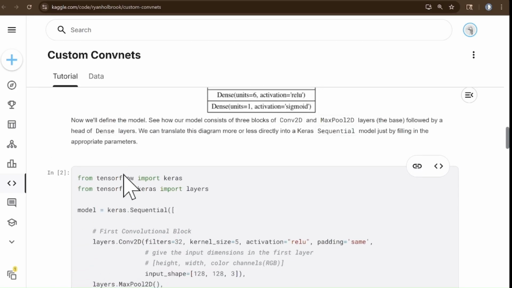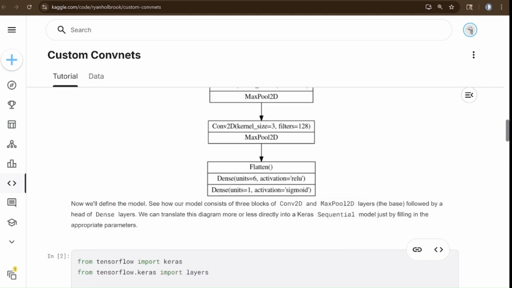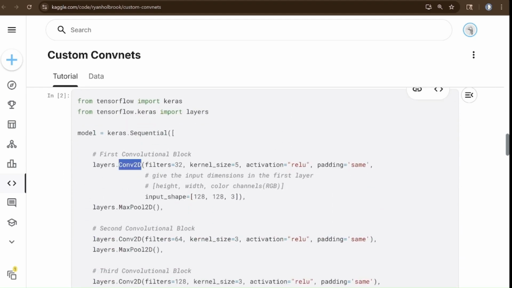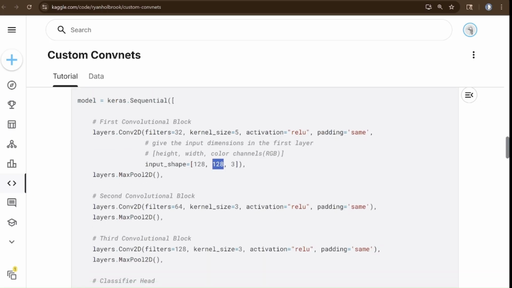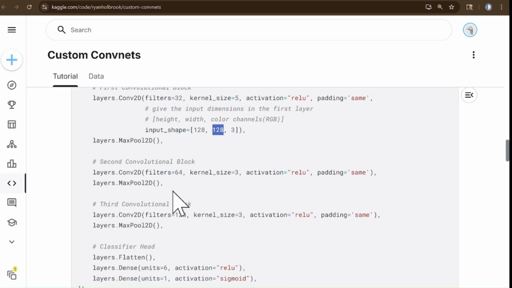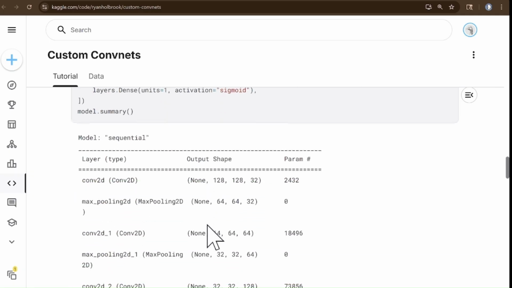Now let's see how to write this in Keras. First you import Keras, you import layers. Inside keras.Sequential, first the convolutional block: Conv2D, MaxPool2D. Here this one has filters 32, activation ReLU, padding same, and then you give the input shape, that is the image, 128 by 128 by 3, and you do the max pooling. In the second convolutional block, layers.Conv2D, padding same, kernel size 3, filters 64, activation ReLU, max pooling. In the third convolutional block, you do the same. Once you have done all these things, you flatten the layer and use dense. And this is the model summary.